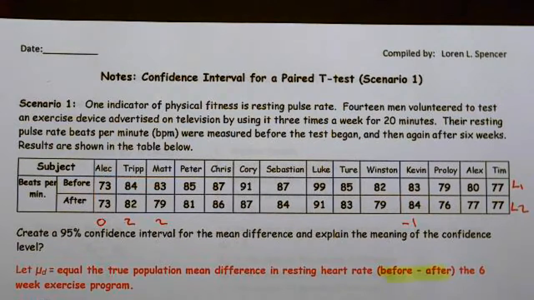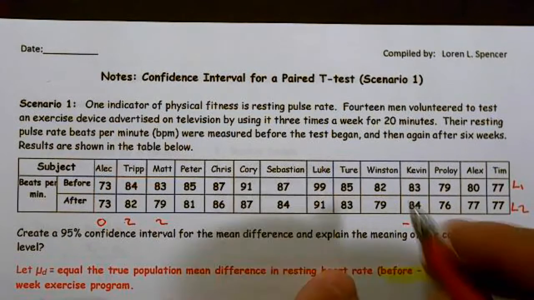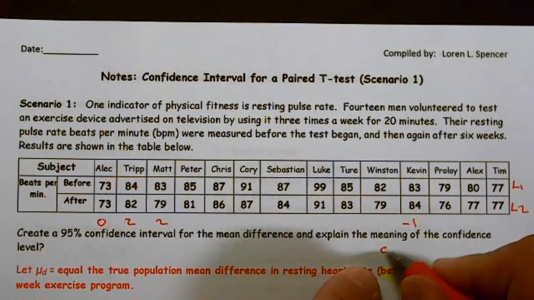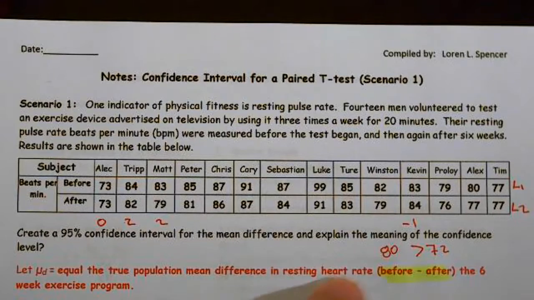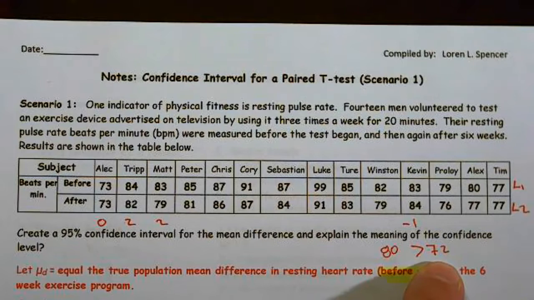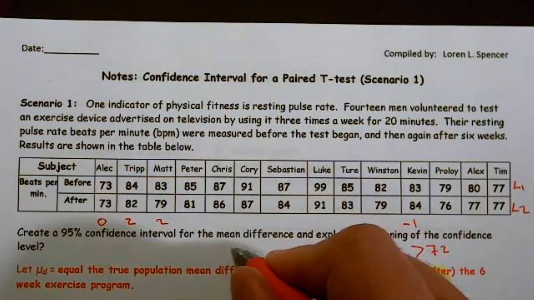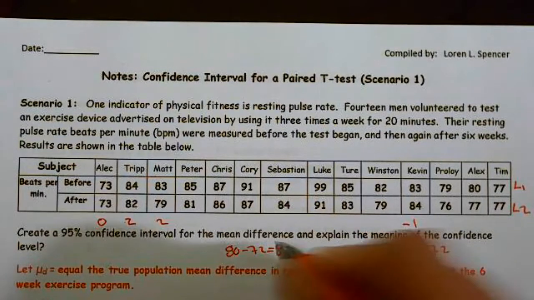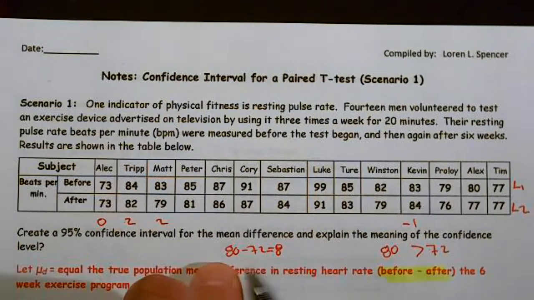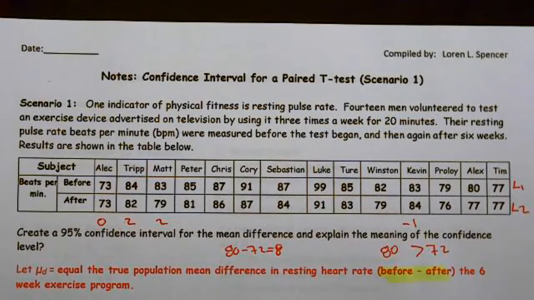And in this case, if we started off with a before pulse rate of 80, we hope it reduces. It got better. So in that case, 80 minus 72 should be a positive number, because 80 minus 72 is 8. Because we're hoping it'll reduce, and if it reduces, that means we have positive numbers. But that's okay.